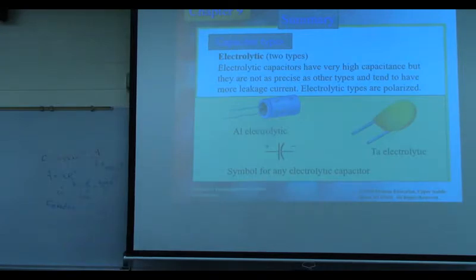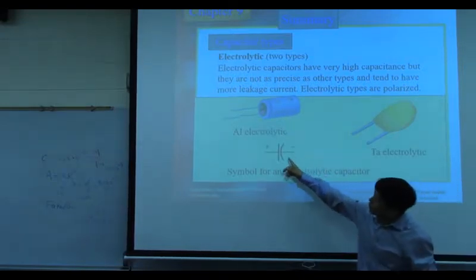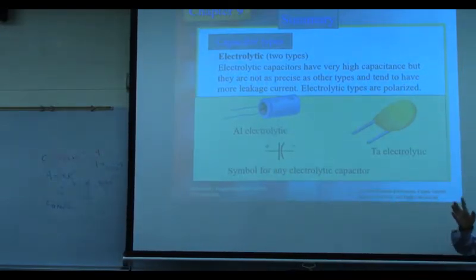The next one is the electrolytic type. We have two types. One is like AL, the other one is TA. It looks like this. Both are very typical. They are polarized. What does that mean? That means they have positive and negative terminals. When you use this, you cannot randomly connect it to the circuit. You need to make sure the positive connects to the positive, the negative connects to the negative.